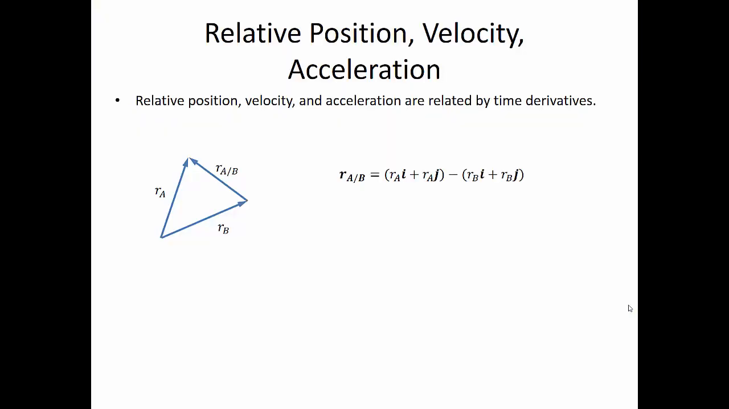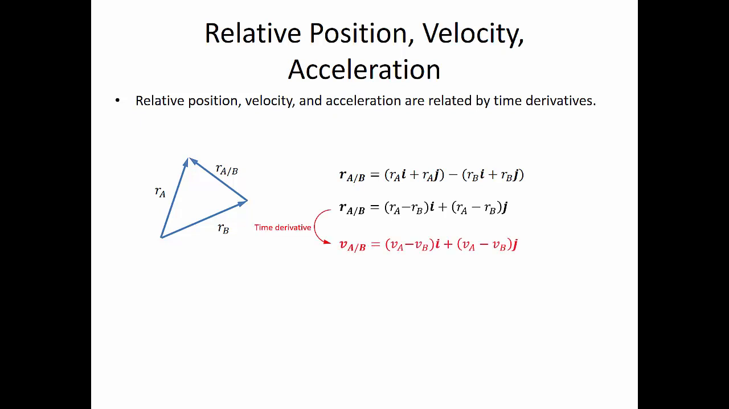So relative position, velocity, and acceleration can all be related to each other, and they're related by their time derivatives. We know from the last example that we can represent a relative position as the difference between two vectors. Or, rewriting that and collecting the terms that are in the same direction, we have this equation: R_A with respect to B is equal to (R_A minus R_B) in the i direction plus (R_A minus R_B) in the j direction, where R is a position.